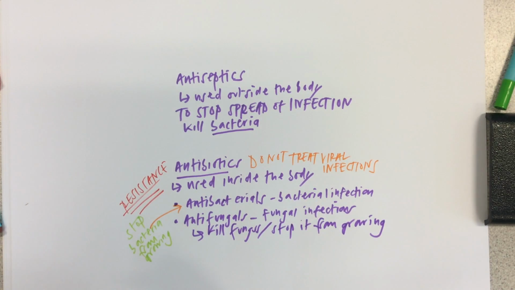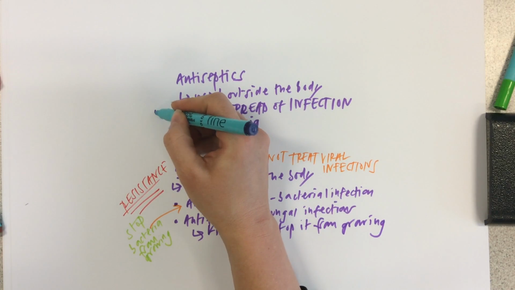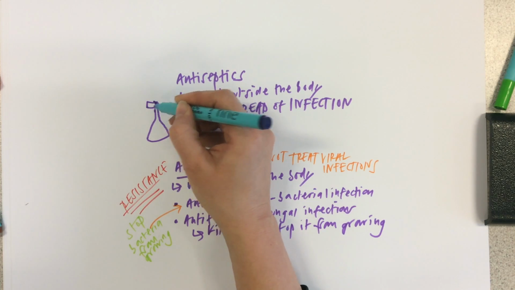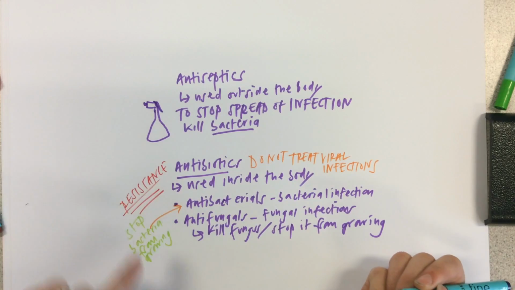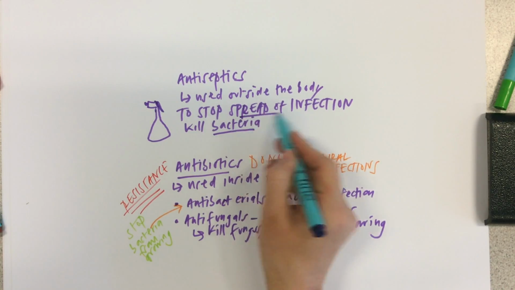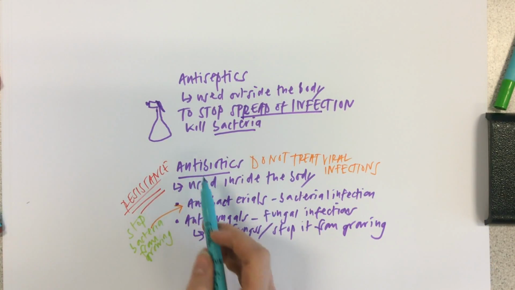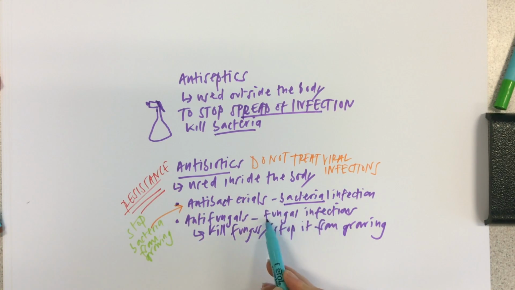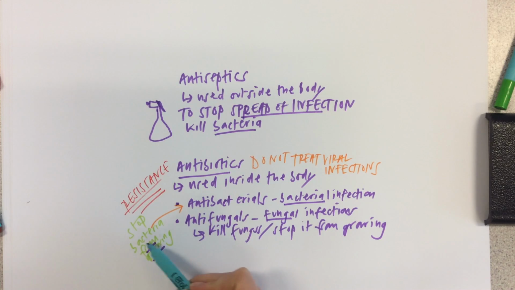So, remember, these are like your surface sprays that you use to try and stop the spread of infection, and then antibiotics are used inside the body, and they will treat bacterial or fungal infections, and they do that by trying to stop bacteria from growing and kill fungus and stop it from growing.